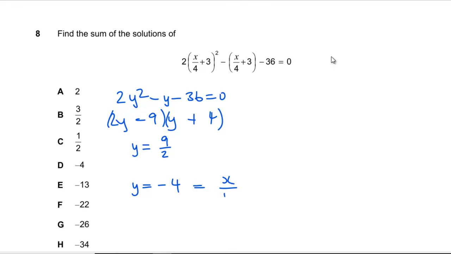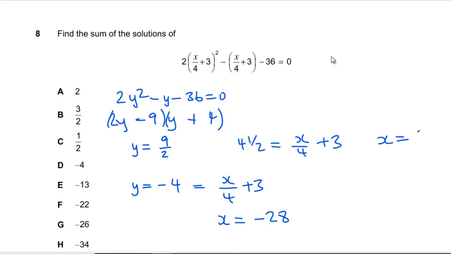And y was what? x over 4 plus 3. So that would be minus 7 times 4, x is minus 28. Here I've got 4.5 is equal to x over 4 plus 3. So x is going to be 6. And I want the sum of these, minus 22. F.